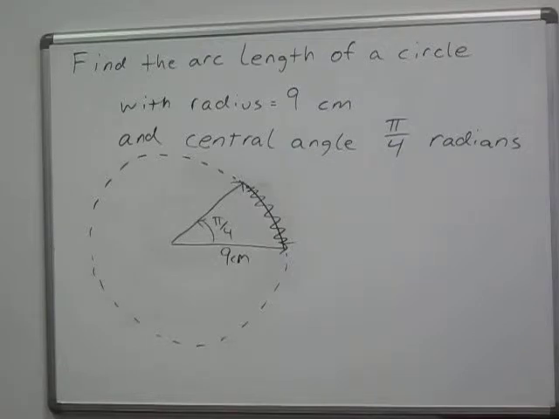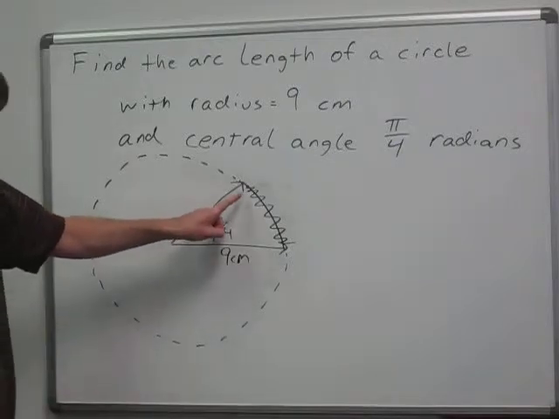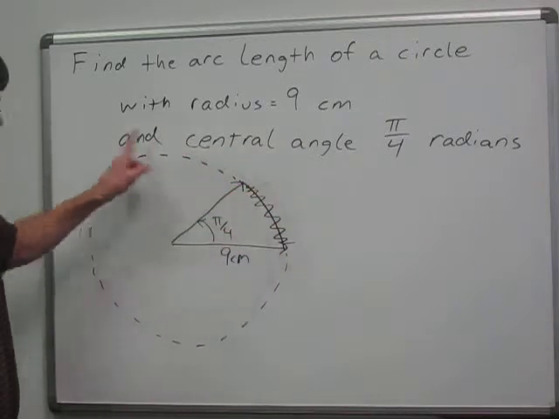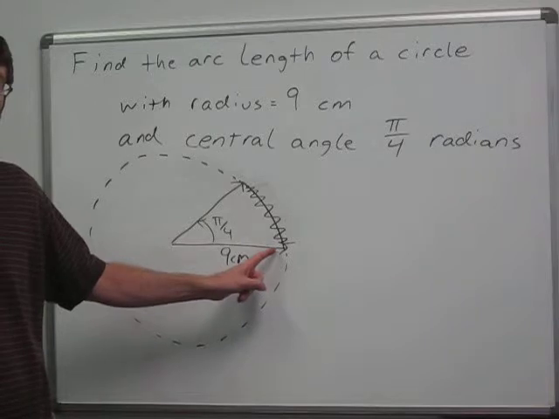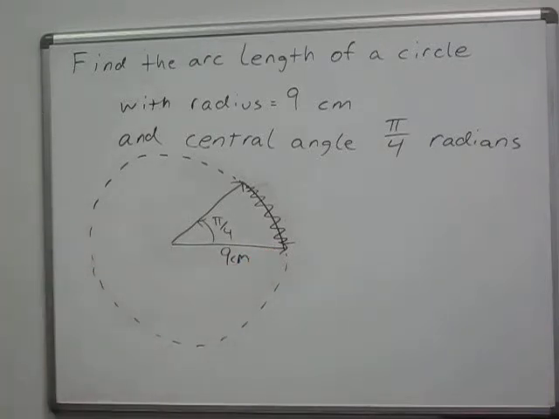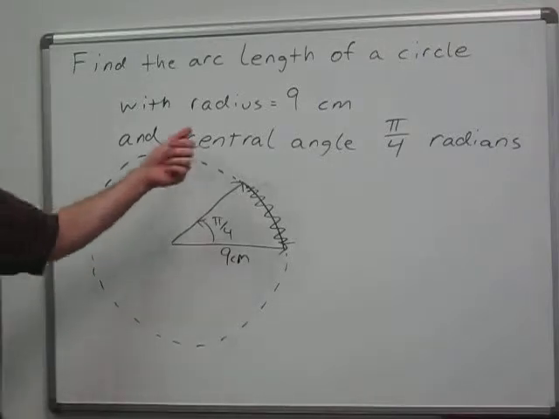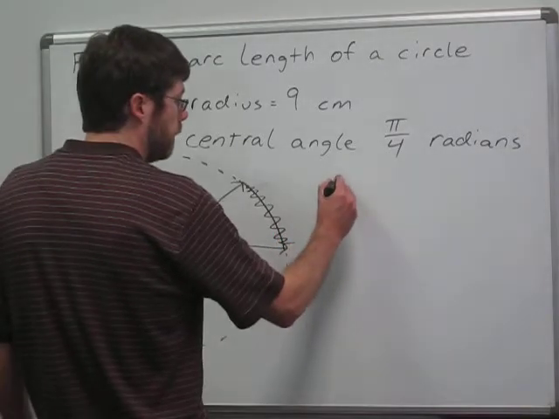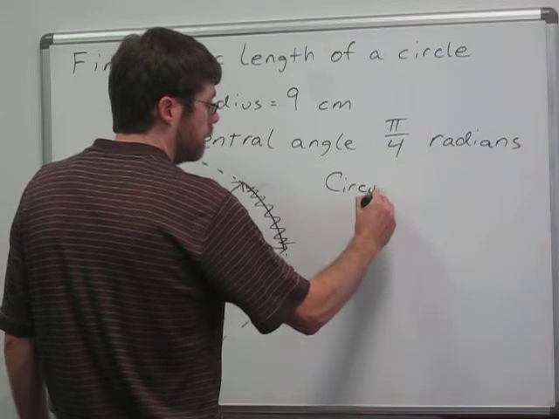Well, a nice way to tackle this problem is to realize that this arc here is just some portion of the complete circumference. And if we identify what that portion is and use our formula for the circumference of a circle, then we will be able to answer this question. Okay? So let's start by thinking about the circumference of the circle.